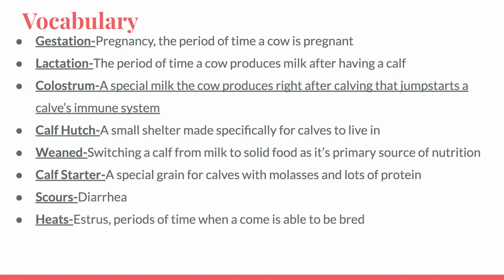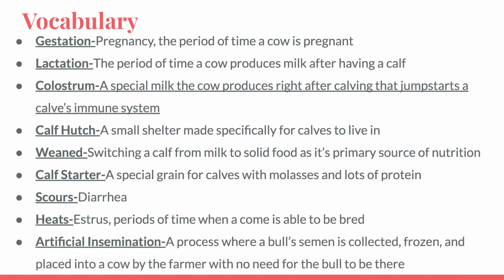Heats. So heat is another word for estrus. This is periods of time when a cow is able to be bred. So you might say something like, oh, Charlotte's in heat today. We need to breed her. Meaning she is currently ovulating and we need to breed her so that she can have a baby.